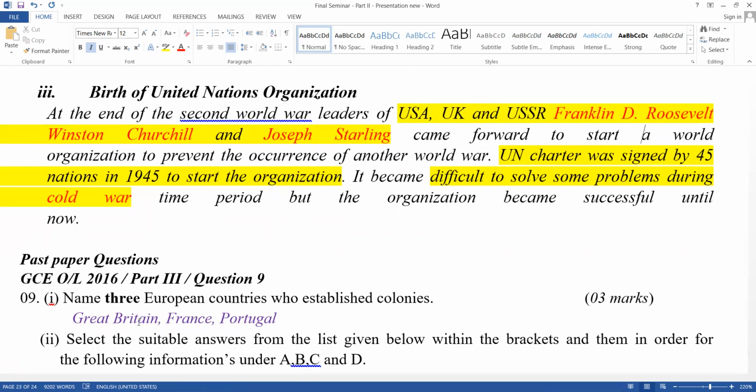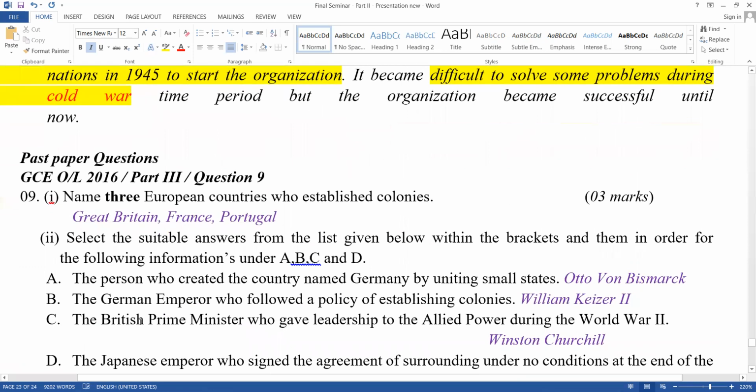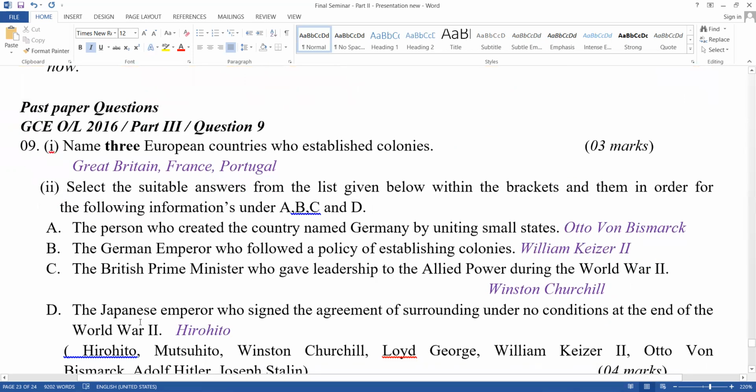Select the suitable answers from the list given within the brackets for the following information under A, B, C, D. The person who created the country named Germany by uniting small states: Otto von Bismarck. The German emperor who followed a policy of establishing colonies: Kaiser William II. The British Prime Minister who gave leadership to the Allied powers during World War II: Winston Churchill. The Japanese emperor who signed the agreement of unconditional surrender: Hirohito.